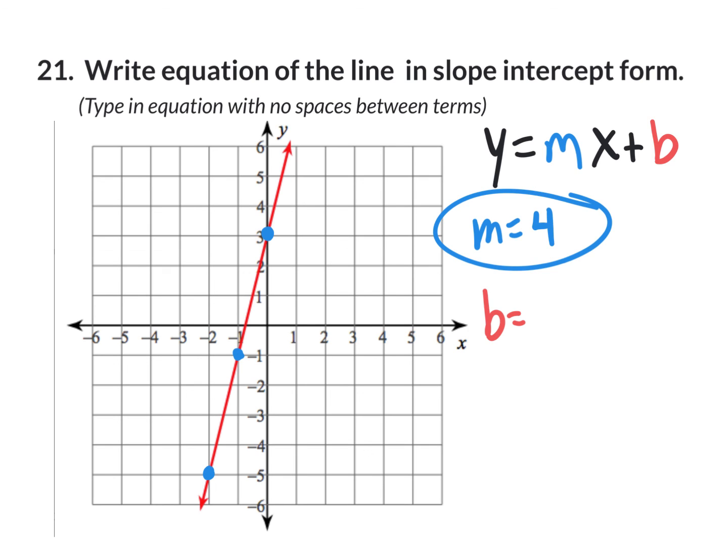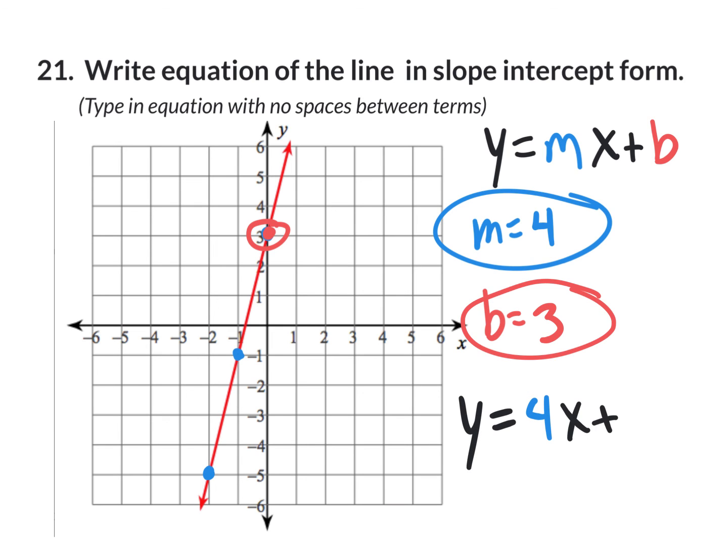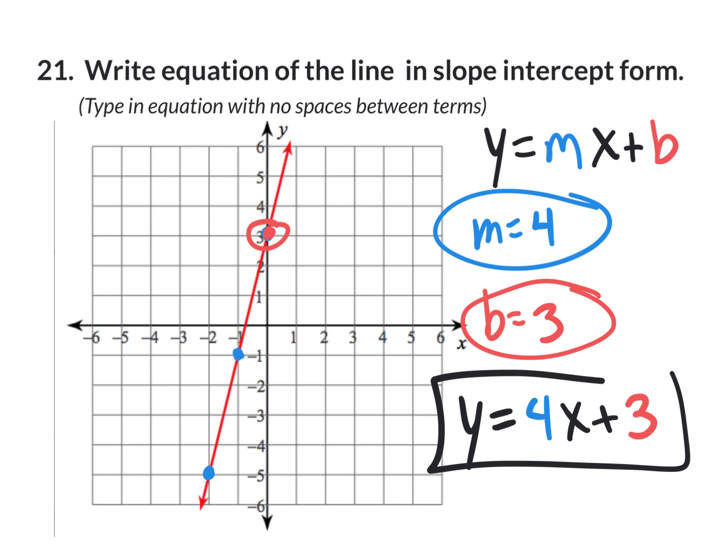The b value is simply where it crosses your y-axis, which happens to be right here, okay, which is the value +3. So now that you know your m and now that you know your b, you could actually write out y equals 4x plus 3. Y equals mx plus b. And ladies and gentlemen, this is your answer. This is your equation that is represented on this line, okay?